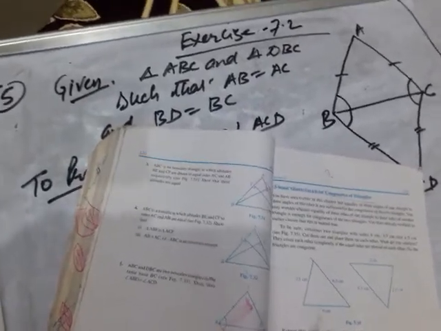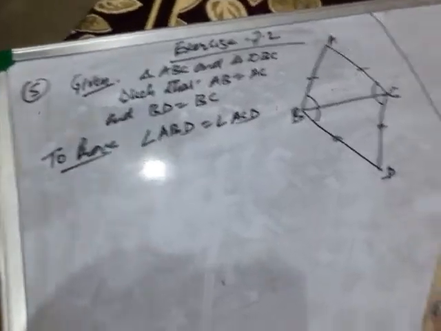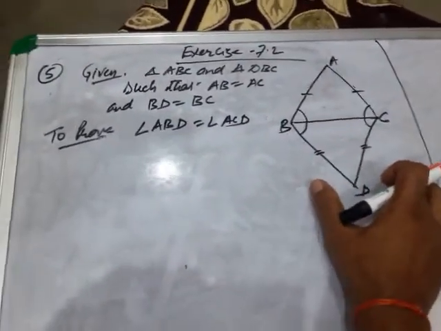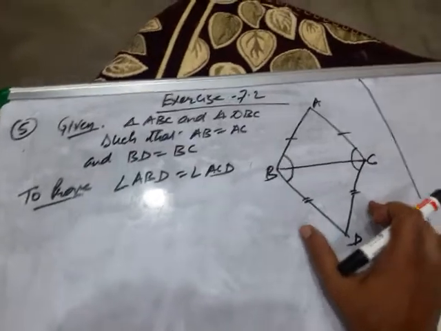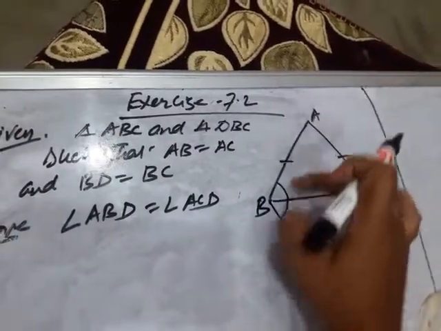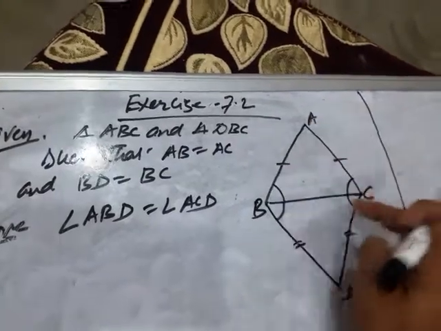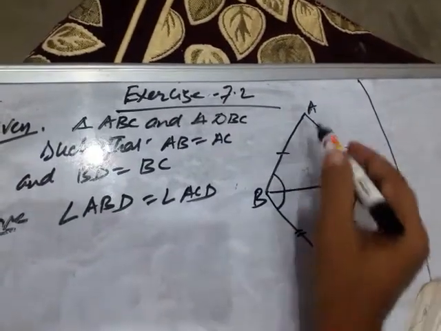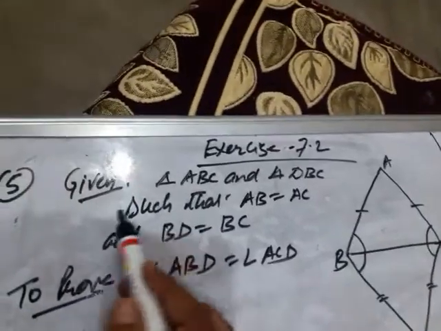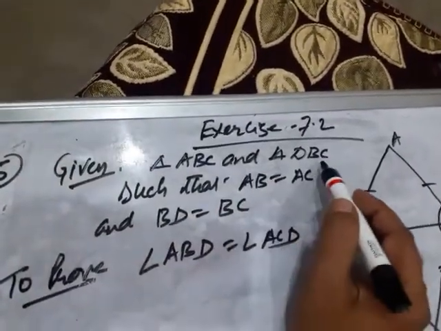Okay, children. So let us see, the figure is given over here. The figure we have drawn is given in the question itself, right? And this BC is a line segment on which two isosceles triangles are drawn, ABC and BDC. Here AB equal to AC and BD equal to DC. So what is given? Triangle ABC and triangle DBC.